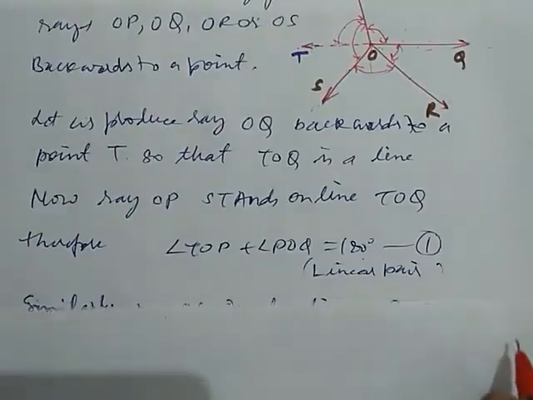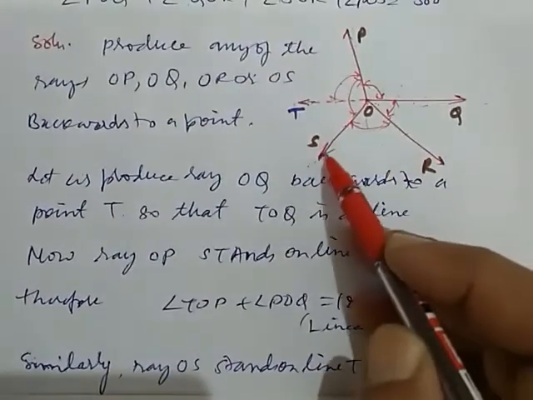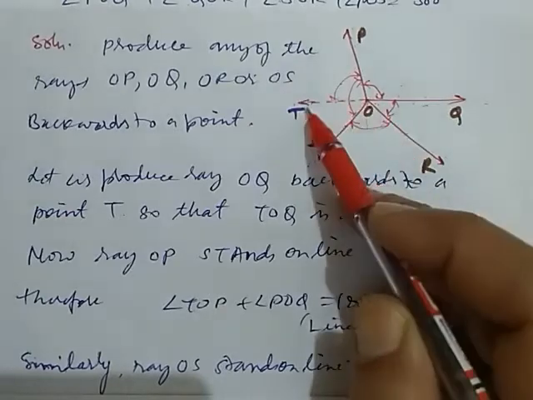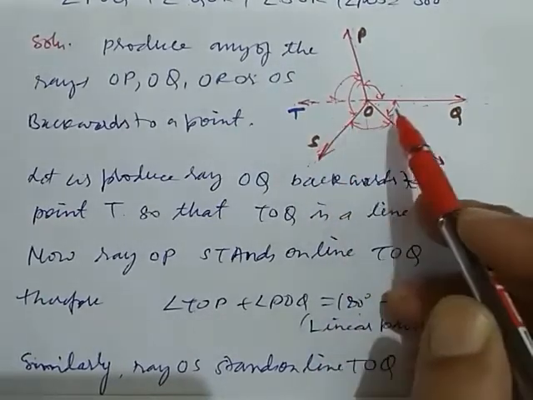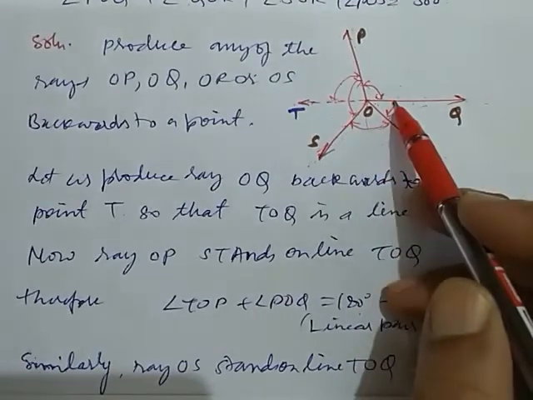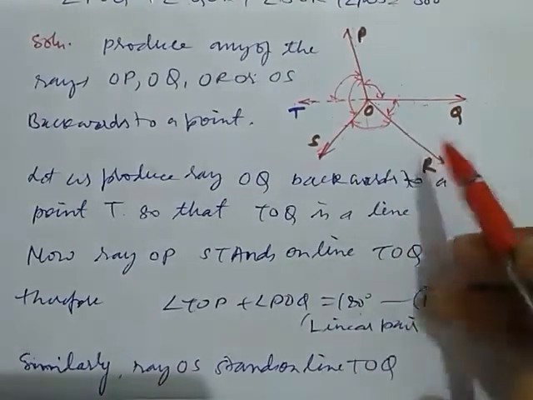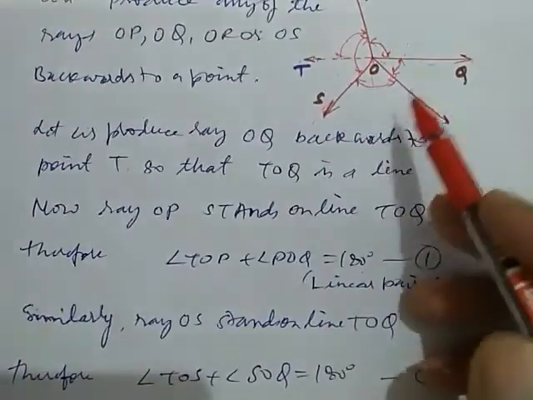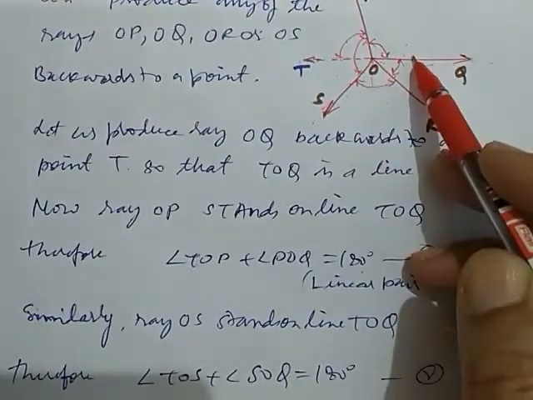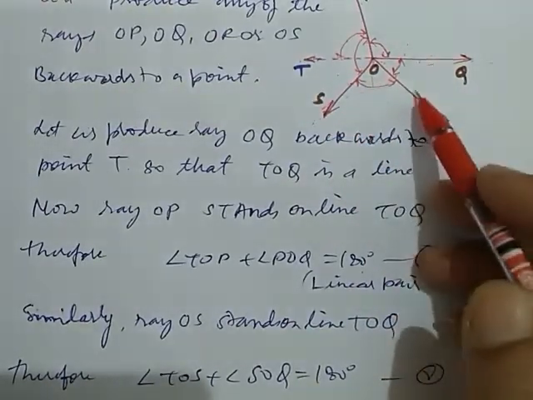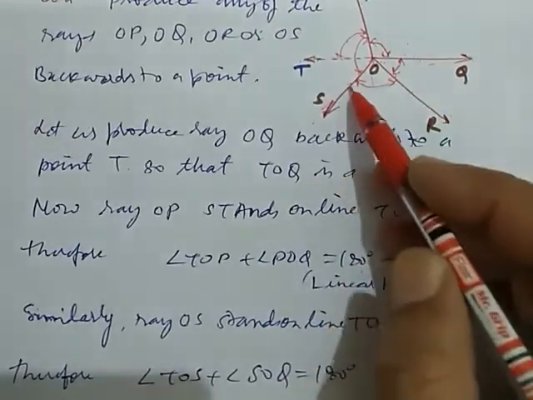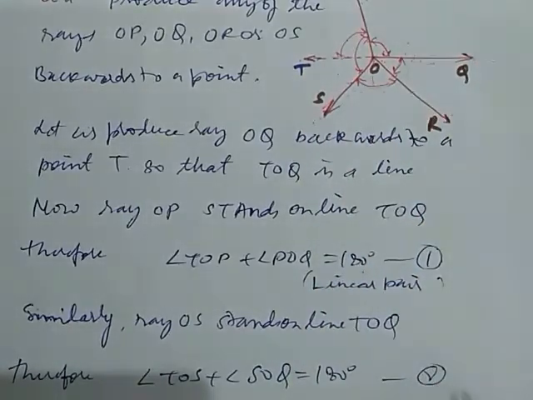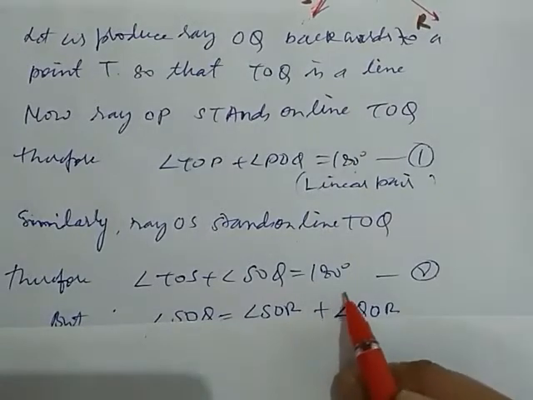Now, similarly, ray OS stands on line TOQ. So the sum of this angle and this angle is also 180 degrees. Angle TOS plus angle SOQ, having the sum 180 degrees, because they form the TOQ line. This is our second equation, also a linear pair.